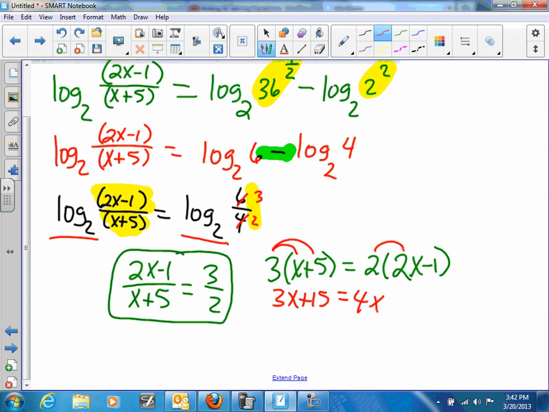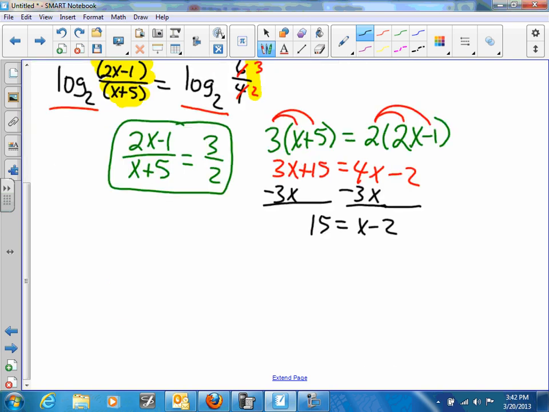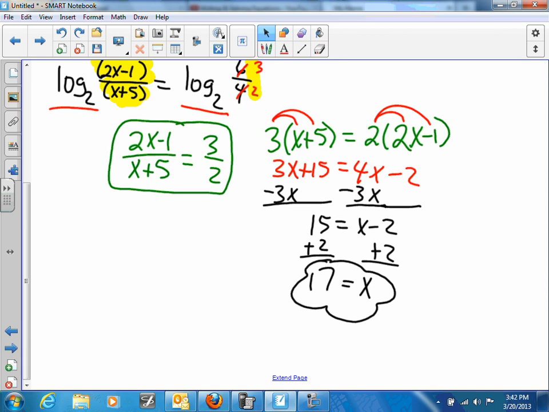Now I'm just going to subtract the 3x because I want to go to the larger side. So that gives me 15 equals x minus 2. Now I'm going to add the 2 to both sides, and your x turns out to be 17. All right. Now, once you do that, you can go back and check for extraneous solutions. But for the most part, that is it.